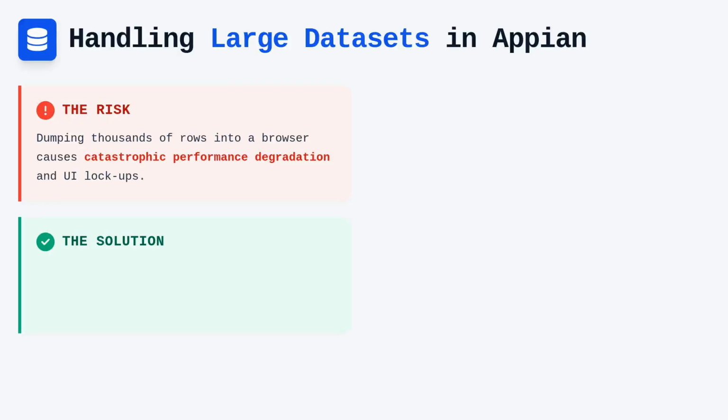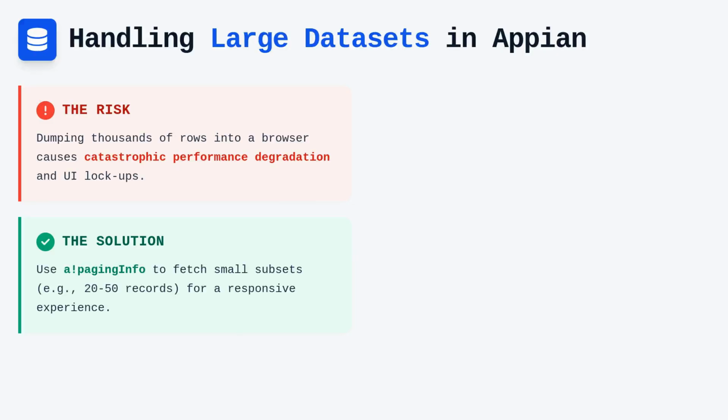Instead, you must configure the pagingInfo parameter within the grid configuration to fetch only a subset of data at a time. The paging mechanism, defined by pagingInfo, instructs the system to request only the rows needed for the current view, such as the first 20 or 50 records. This is vital for maintaining a responsive user interface that does not lock up when a user navigates between pages.